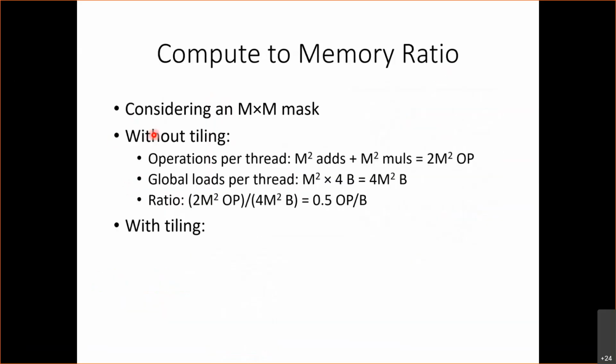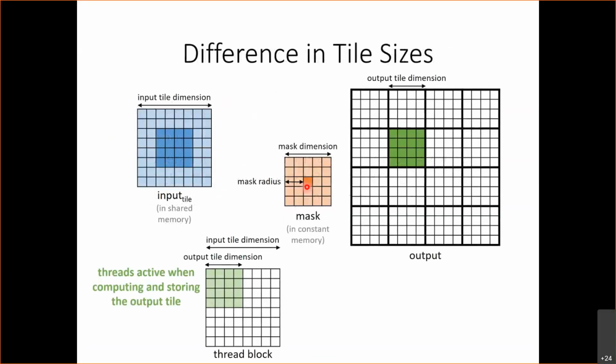Professor, isn't it plus 2 times the radius? Right, so 2 times the radius is the same as the mask dimension minus 1. Yes, so here, 2 times the radius is going to be 4, and mask dimension minus 1 is going to be 4.